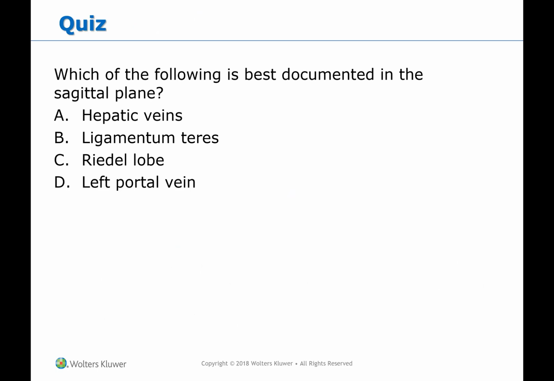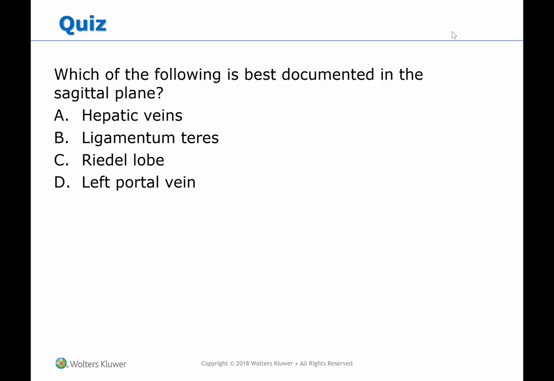So which of the following are best documented in a sagittal plane? If you said C, you are correct.